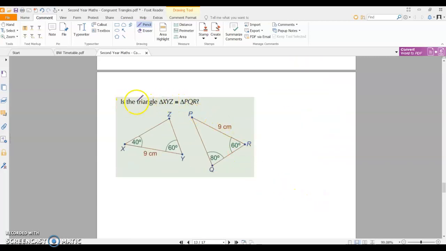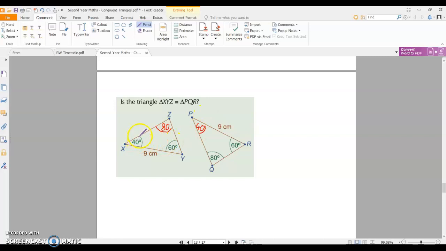Next example here, so here you see it written out, is the triangle XYZ, so this triangle here, congruent to the triangle PQR. So if you look at this quickly, 40 and 60, 80 and 60, no, they're not going to be congruent because the angles are different. But if you know two angles in a triangle, you can figure out the third one. So let's just do that before we dismiss it and say they're not congruent. So if this is 40 and that's 60, that adds to 100 degrees. The three angles must be 180. So if the two of those are 100, this one must be 80. And if this is 80 and this is 60, that adds to 140. So if you take that away from 180, 180 take away 140 is 40.